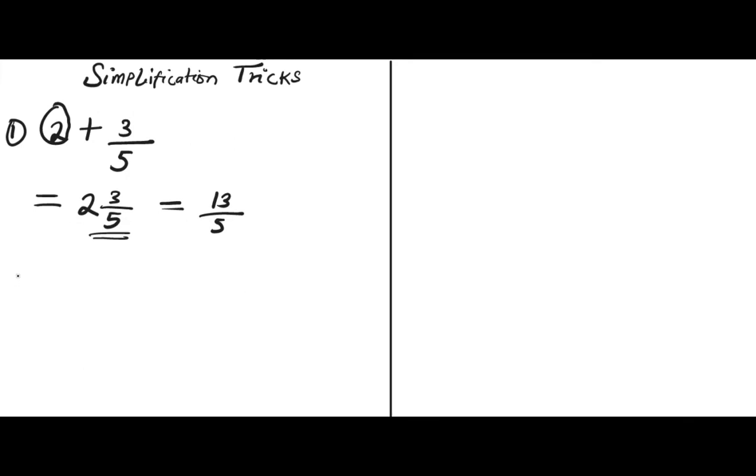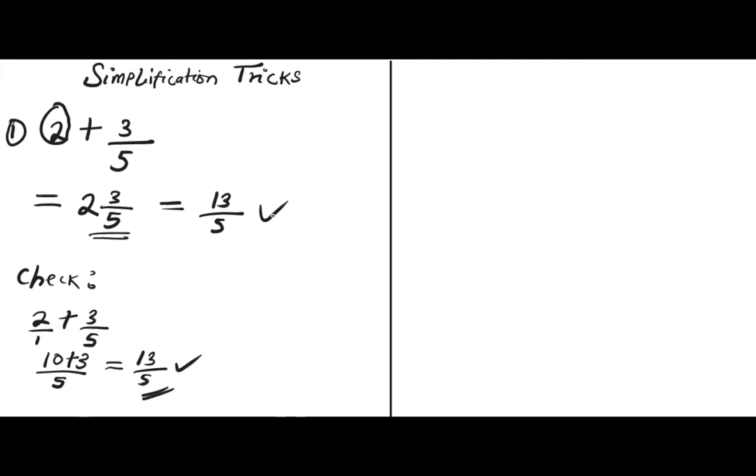Now let's check if we are correct. You have 2 plus 3 over 5. You have 2 over 1 and the LCM is 5. So you have 5 divided by 1, that is 5. 5 times 2, you have 10, plus 5 divided by 5, that is 1. 1 times 3, you have 3. So you have 10 plus 3, 13 over 5. This and this are the same.